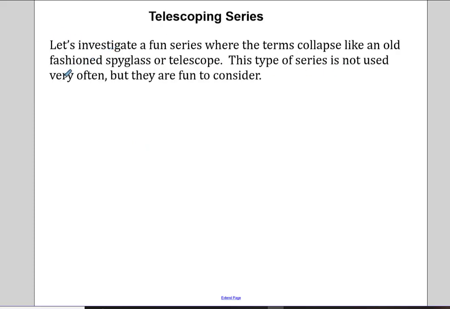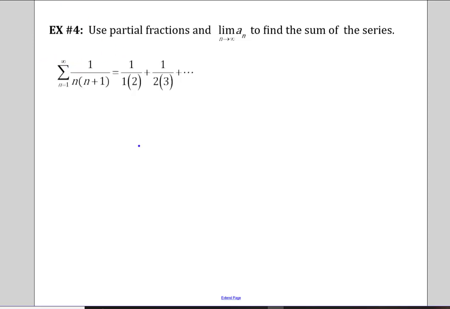This type of series is not used very often, but they're sort of fun to consider. So here in this case, we need to use partial fractions. We learned that a few chapters ago by rewriting things. So we could rewrite this term as 1 over n times n plus 1, using that property of partial fraction decomposition.